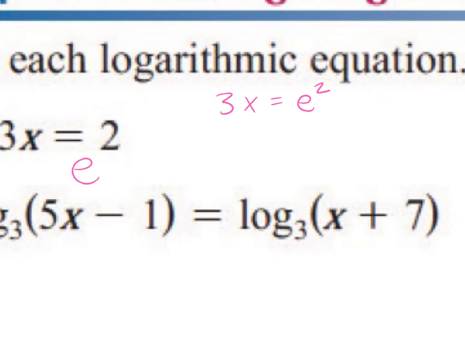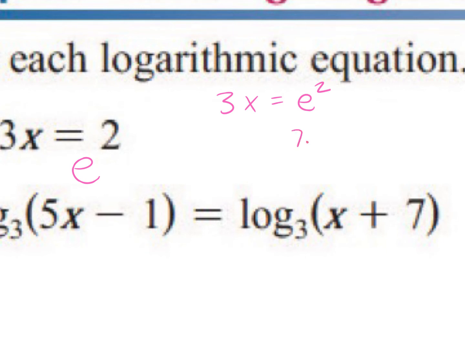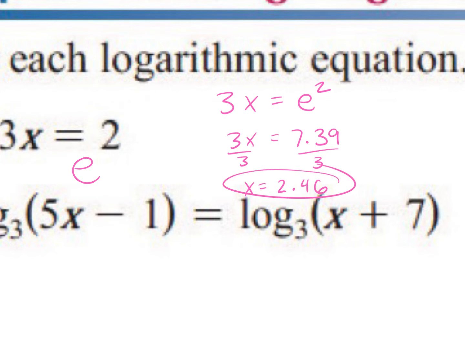So what is e squared? 7.39. So 3x is equal to 7.39. And then what's the last step? Divide by 3. So what does x equal? 2.46. Awesome. Any questions?